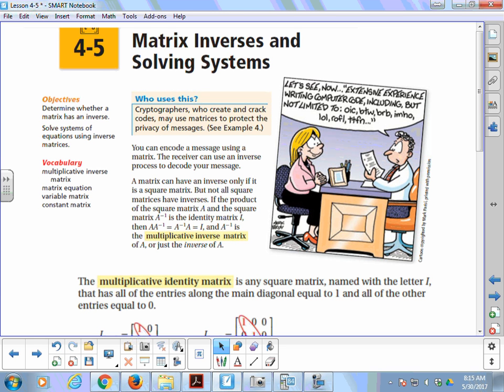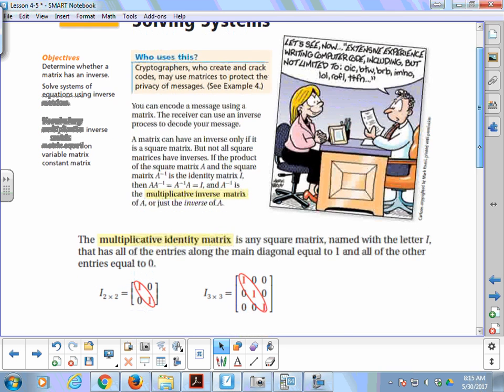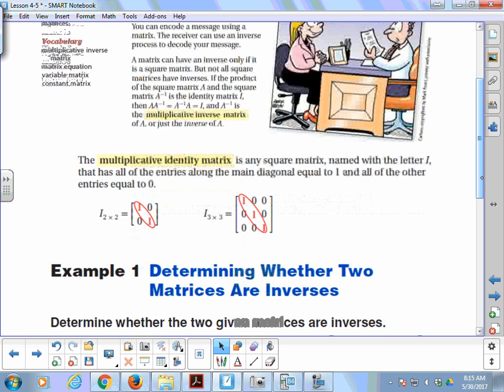We're going to be working with the multiplicative inverse matrix, which is a matrix we really didn't look at the other day, but it showed up: a matrix where you have zeros everywhere except for the diagonal, from the upper left to the bottom right. So the identity matrix looks like this if it's a 2 by 2, looks like this if it's a 3 by 3.